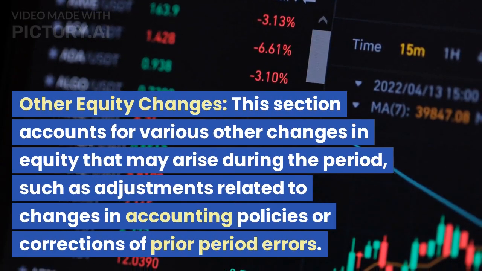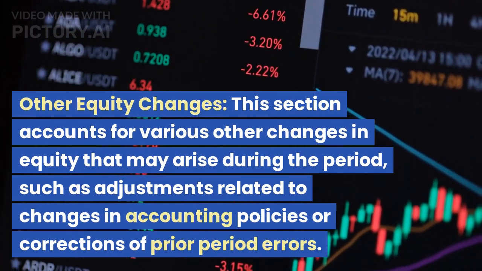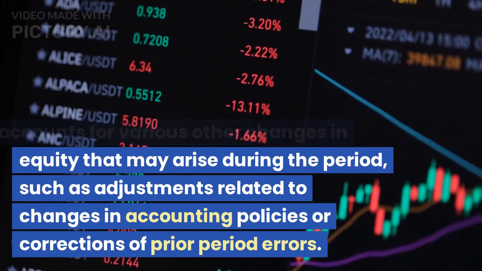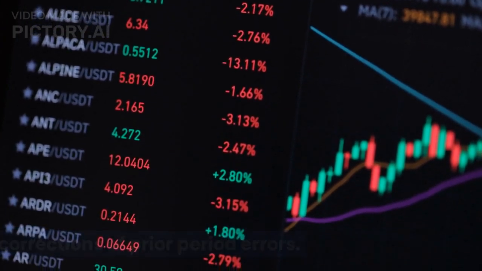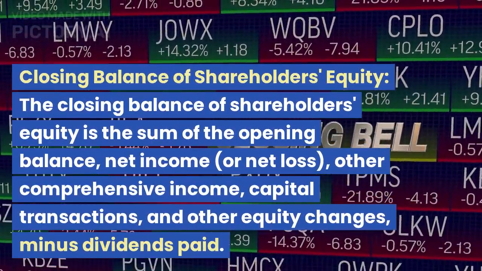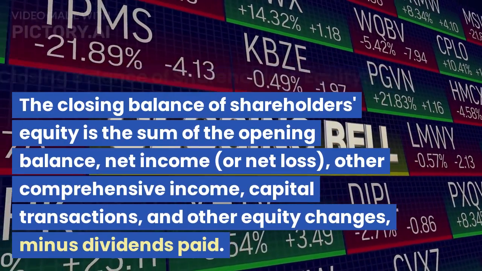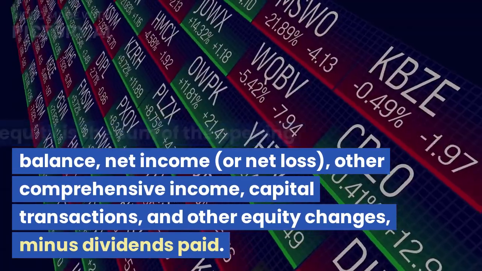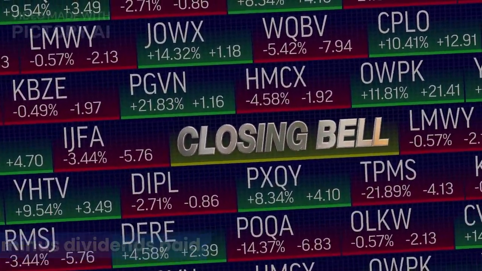Other equity changes. This section accounts for various other changes in equity that may arise during the period, such as adjustments related to changes in accounting policies or corrections of prior period errors. Closing balance of shareholders' equity. The closing balance of shareholders' equity is the sum of the opening balance, net income, or net loss, other comprehensive income, capital transactions, and other equity changes, minus dividends paid.